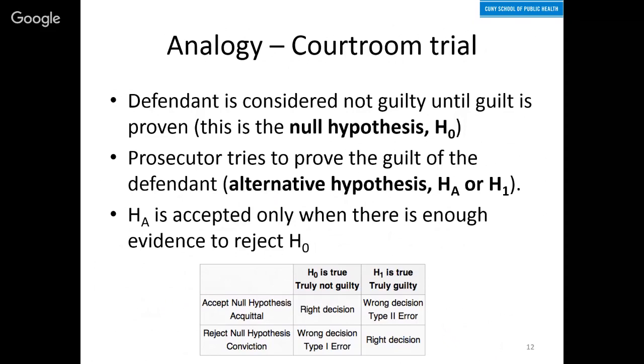Then you have the prosecutor, the investigator, who tries to prove the guilt of the defendant, and they have to do that based on evidence that is contradictory to that null hypothesis. And that alternative hypothesis is only accepted when there is abundant evidence to reject the null hypothesis, or the way it's supposed to work.